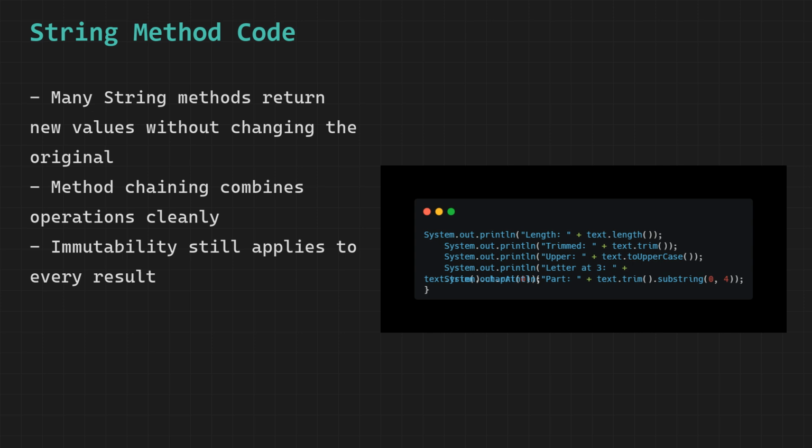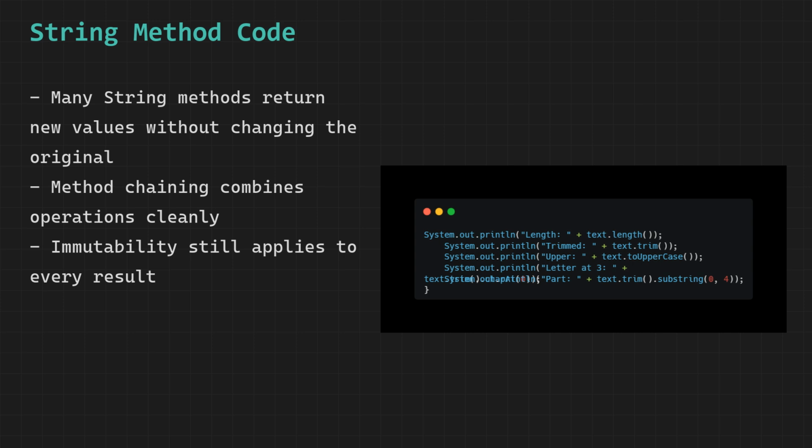The second line prints the trimmed version of text. The trim method removes all the extra spaces from the beginning and the end of the string. The output is Java language with no leading or trailing spaces. Notice that trim does not modify the original text object. It creates a new clean string and returns it. The original text still has its spaces.